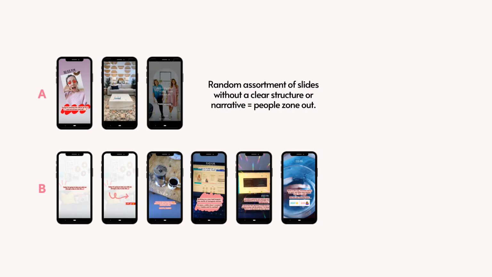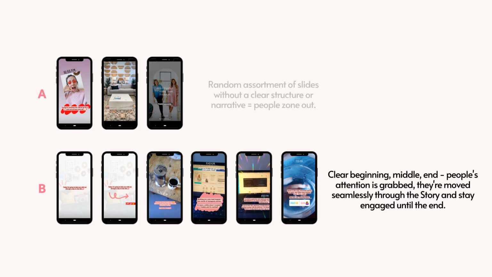If you compare that to a random assortment of images and videos uploaded through the day, the problem with that is that there is no cohesiveness, there is no through line with that content. And what that means is that people aren't going to know where that story is going. They're going to lose the thread of what's going on, and they're likely to swipe away from that story.